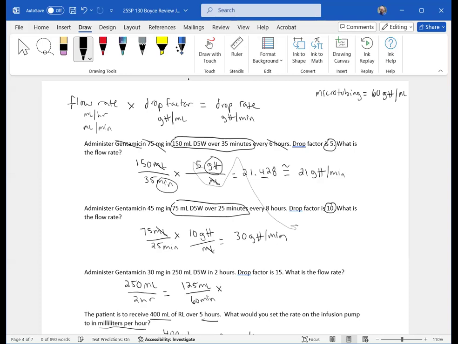And then we just multiply by the drop factor, which is 15. And then we'll get, I don't think this is an even answer either. So 125 times 15 divided by 60 is 31.25. So again, we can't write 31.25 drops, so we just round that to 31 drops per minute.